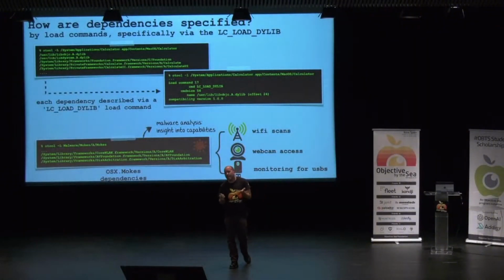So the next question is, how are these dependencies specified? Well, on macOS, it's done via something known as load commands, which are directly in the main application binary. We can use macOS's otool. If we execute it with the capital L flag, it will list us all the dependencies that a program has. So for example, we do that with Calculator, and we can see the absolute paths to the libraries, the dynamic libraries that Calculator needs in order to run.